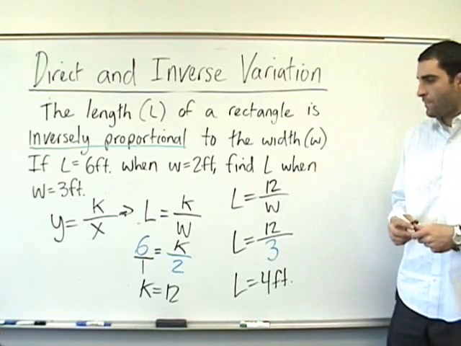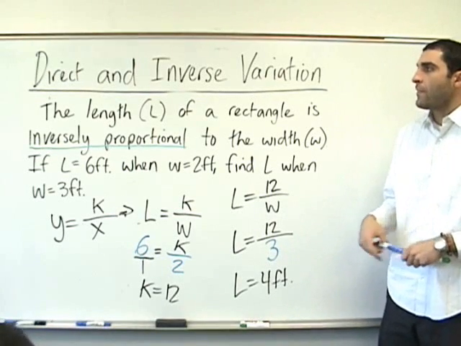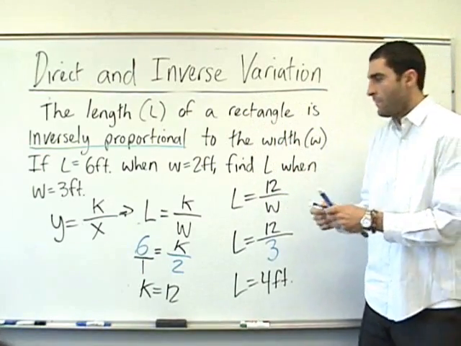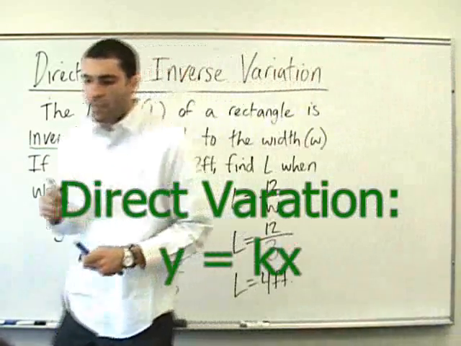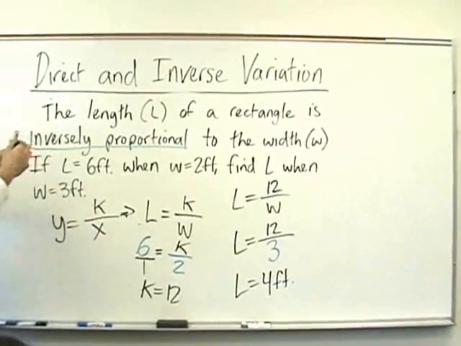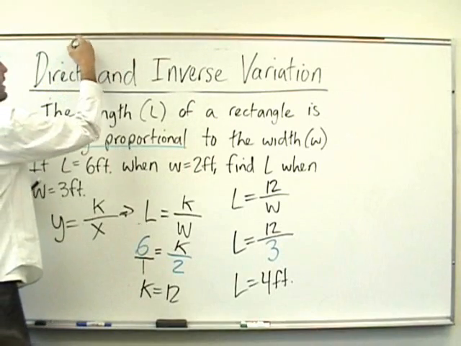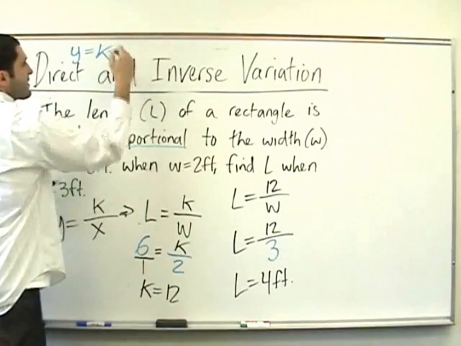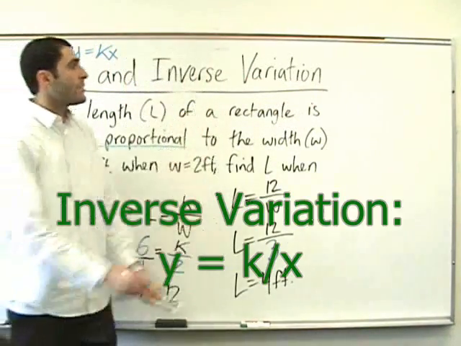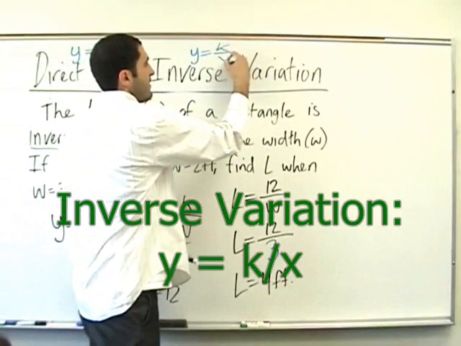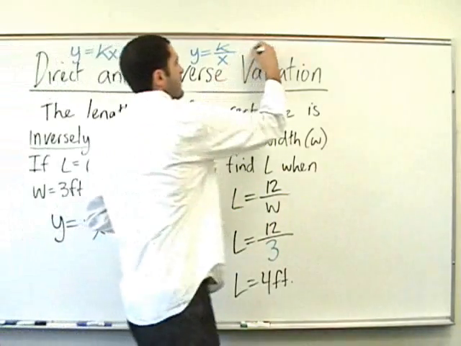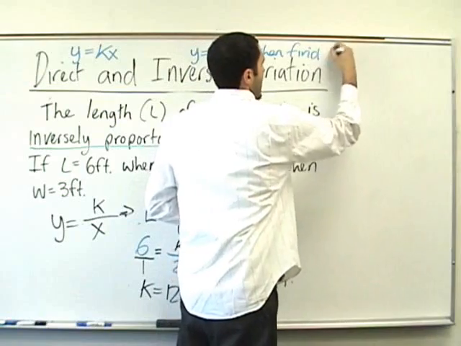Any questions on that? No. All right, to recap: if I said Y varies directly as X, what would the formula be? Y equals K X. Direct is Y equals KX. And if I said Y varies indirectly or inversely, Y equals K over X. That's all it is. Then you plug in to find K.